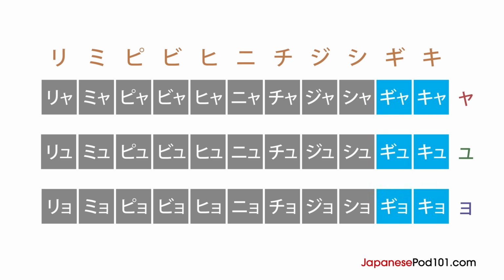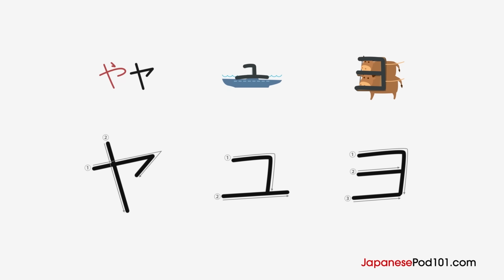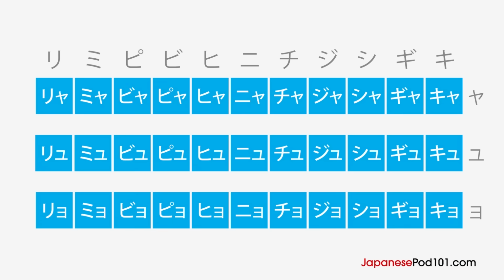Let's see all the characters again. や、ゆ、よ, and the digraphs in katakana.